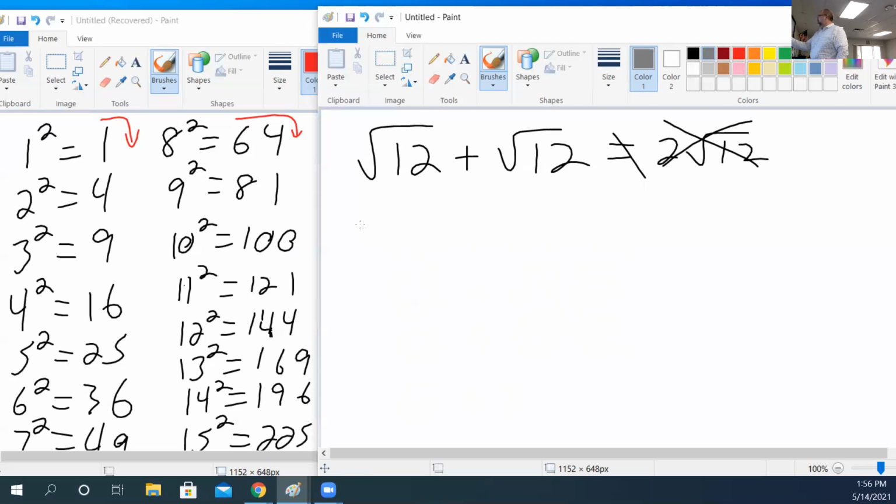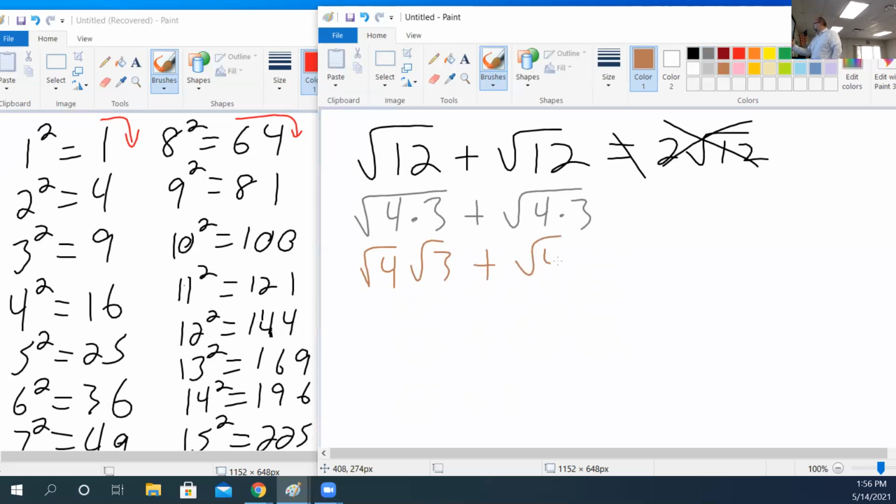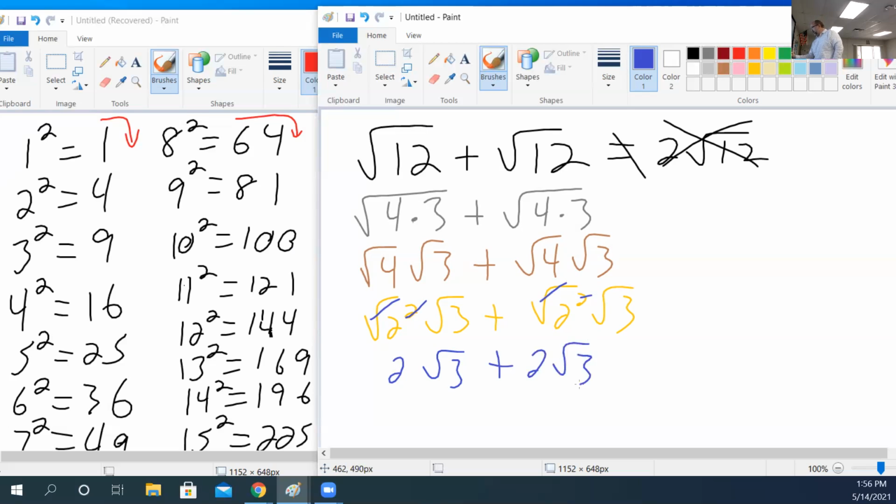On the left side of the screen there. So 12 goes to 4 times 3, and of course the other one, 4 times 3. We can split them up: root 4 times root 3 plus root 4 times root 3. Replace the 4 with 2 squared, and as we know, the square cancels the square root. That's going to be 2 square root of 3 plus 2 square root of 3. So now we can combine them. They have the same square root value. It's like adding up 2x plus 2x, so that gives us 4 square root of 3. There's your answer. All right, doing good.